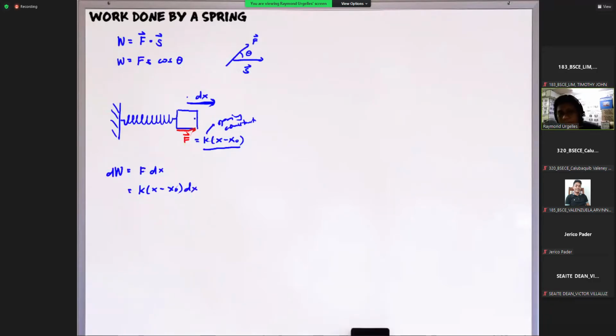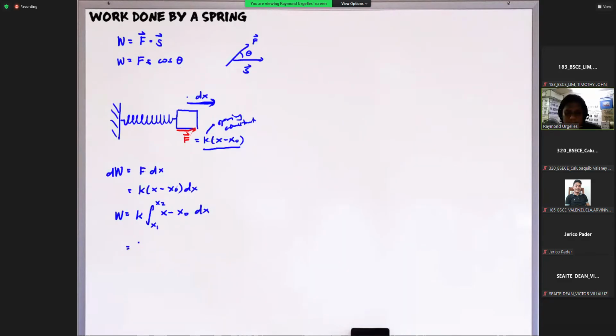So when we add up these differential works, during its process of moving, you will get that the work done will just be equal to, K is constant, so then we have the integral of x minus x sub 0 dx, diba? So again, over its entire motion. So for example, from position 1 to position 2, diba?